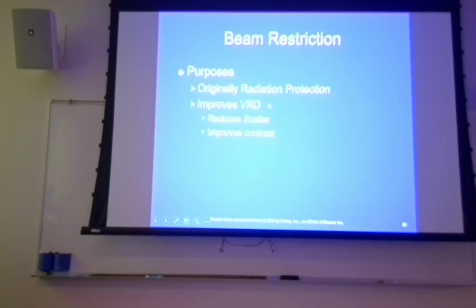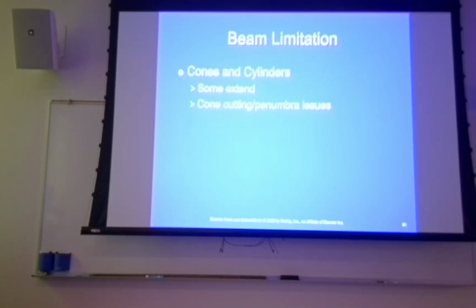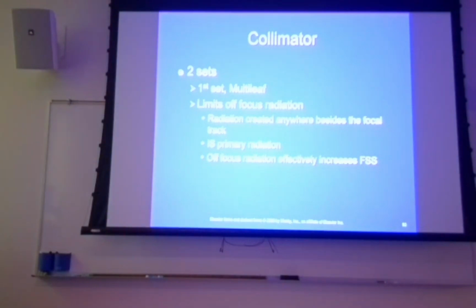So beam restriction, originally for radiation protection, now it improves visibility, reported detail, reduces scatter radiation. All the different types, talk about that. Just don't see those anymore. Again, if you don't make an adjustment to your technique, it's going to come out underexposed. S number should demonstrate that.